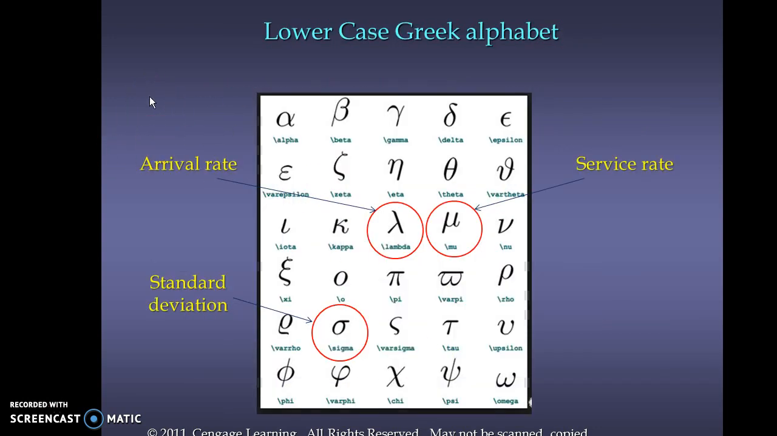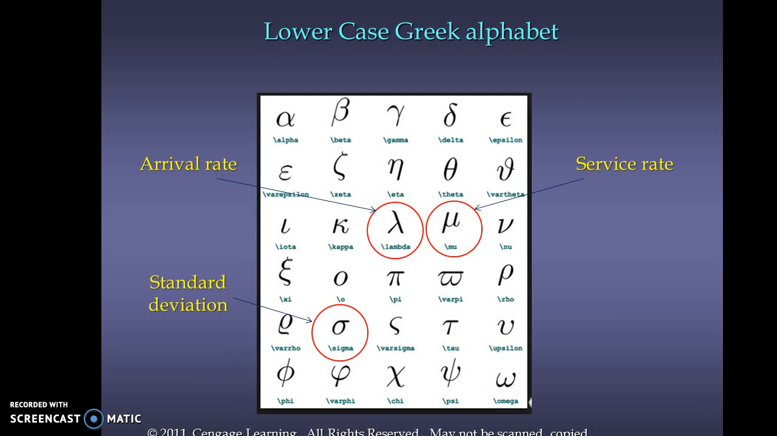Now, symbology is important here because we're going to use 3 distinct Greek letters. For the arrival rate, we use the Greek letter lambda, the Greek letter for L. For service rate, we're going to use the Greek letter mu, the Greek letter for M. And in a limited number of cases, we also use the Greek symbol sigma, for S, which is the standard deviation. That will only apply to one of our cases.